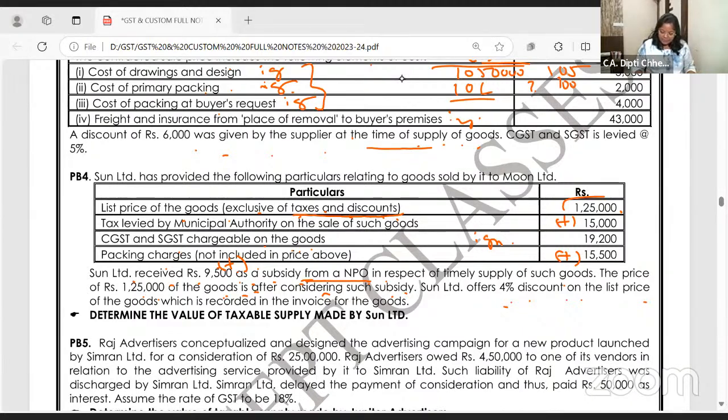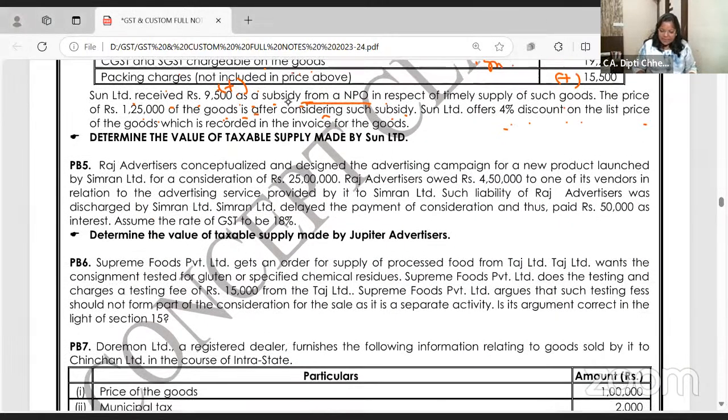Okay, let's go. These are small problems, so we are just doing them orally, but make sure you write the answer. Take a print of this compiler from the Telegram, and you can practice all the questions. They are very good. Raj Advertisers conceptualized and designed the advertising campaign for his new product for a consideration of 25 lakhs. Raj Advertisers owed 4,50,000 to one of its vendors in relation to advertising services provided by Simran.